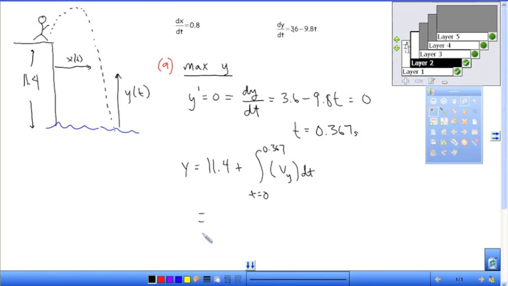This is a calculator-based problem, so once I go ahead and do that, I end up with 12.061 meters. Okay, and again, remember that the derivative that they give me, dy/dt, is the velocity in the y direction.